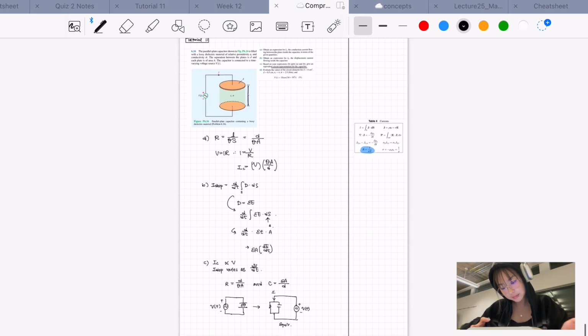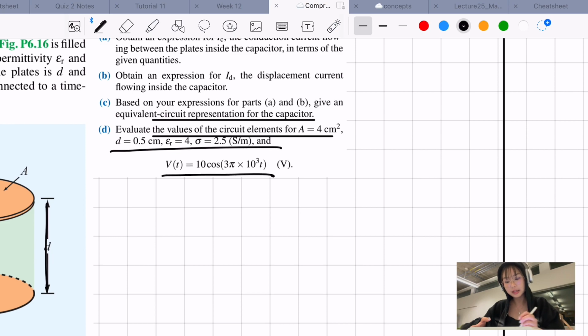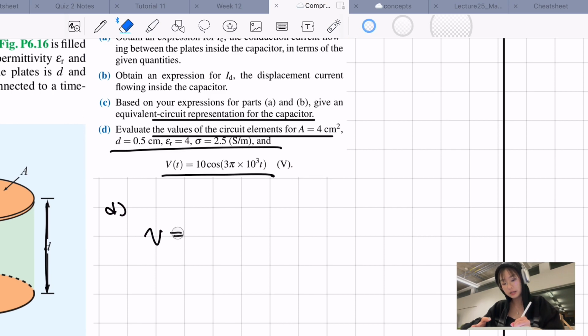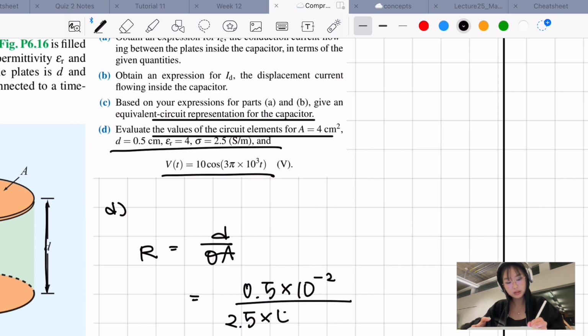Go on to the next question. The next question asks us to evaluate the actual values for the circuit elements and gives us these numbers. We just have to plug everything in. R is equal to d over sigma A, which is 0.5 times 10 to the minus 2, over 2.5 times 4 times 10 to the minus 6, and this goes to 5 ohms.